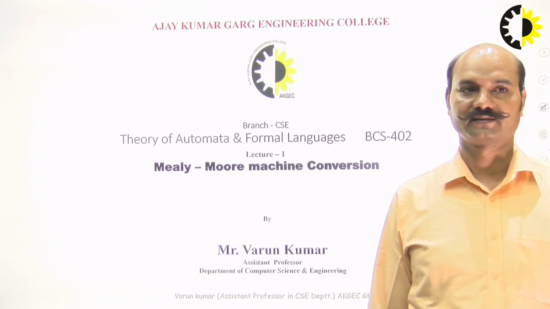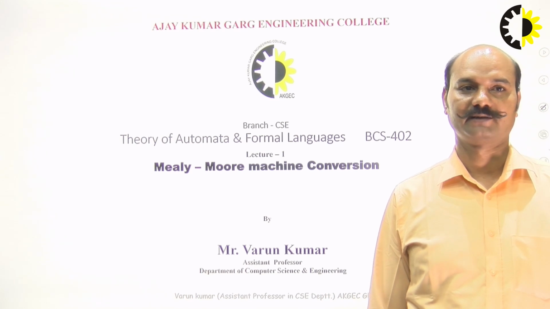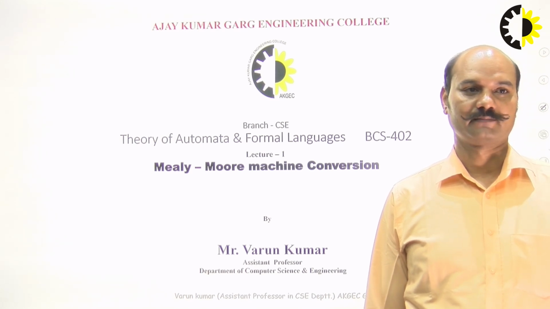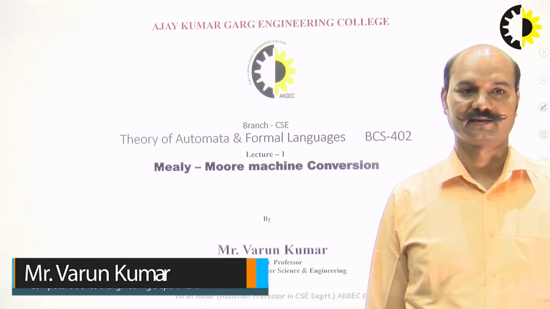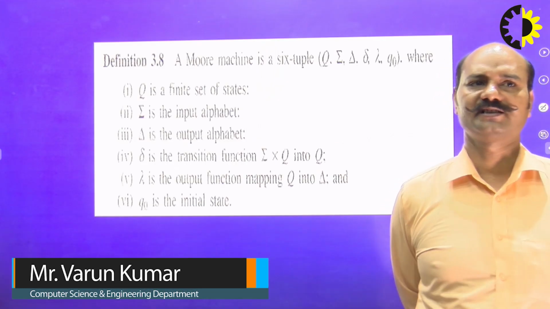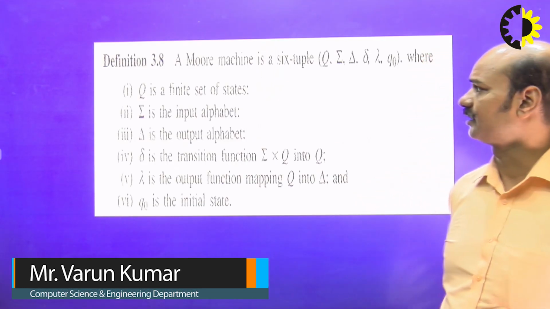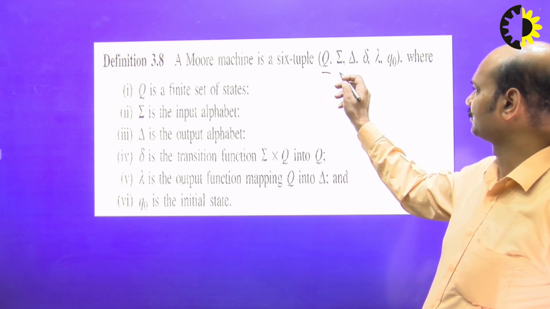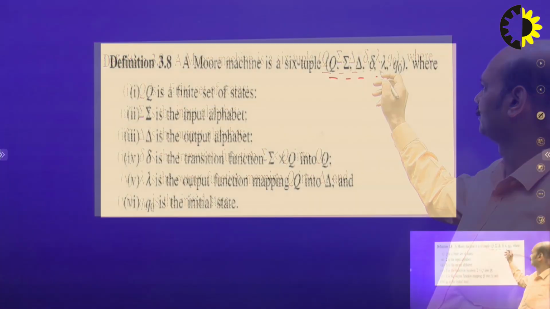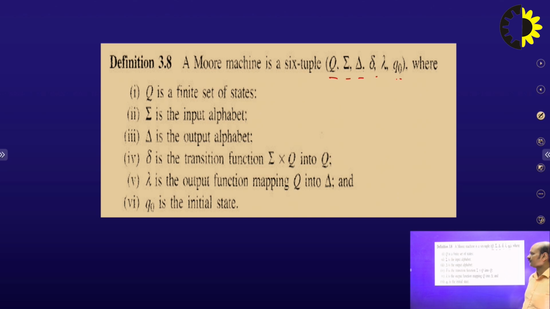Today we are going to discuss the theory of automata and formal languages, and my topic is Mealy-Moore machine conversion. So what is a Moore machine? It has a 6-tuple, that is Q, sigma, delta, small delta, lambda and q naught. What is Q? Q is a finite set of states.